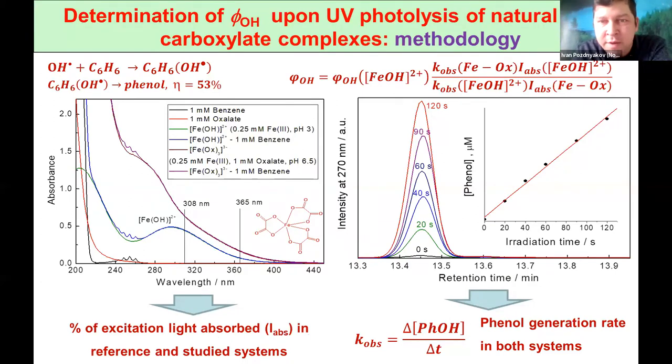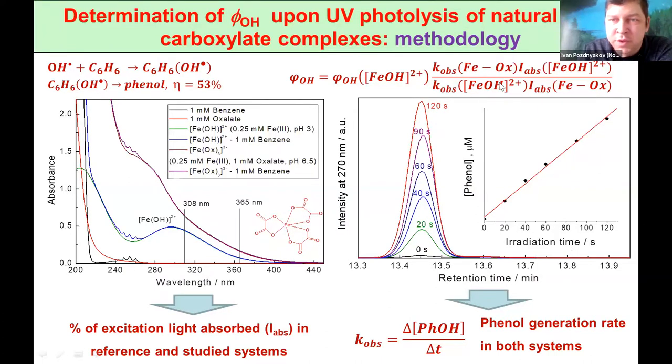So you need to combine the results of two measurements. First of all, using just optical spectroscopy, you need to measure absorption of your reference system, our iron hydroxyl complexes, and the absorption of your studied system, in our case an iron oxalate complex, to calculate the percentage of excitation light which is absorbed in both systems. It's quite easy using the Bouguer-Lambert-Beer law. And also you need the information about the phenol generation rate in both systems. You can easily do it by measuring the phenol by HPLC technique, how fast it's generated during the irradiation.